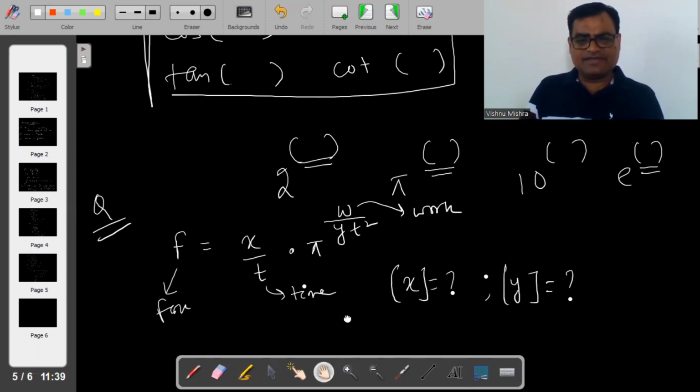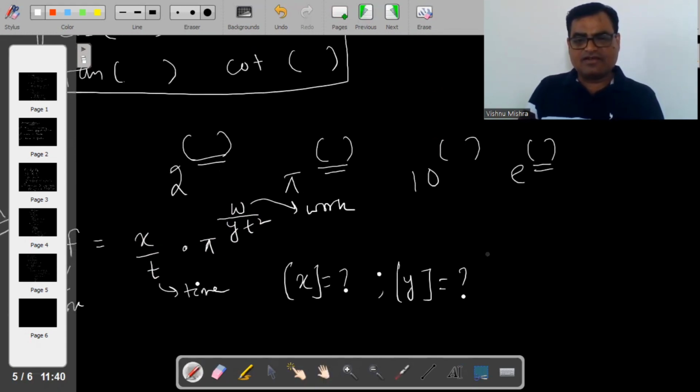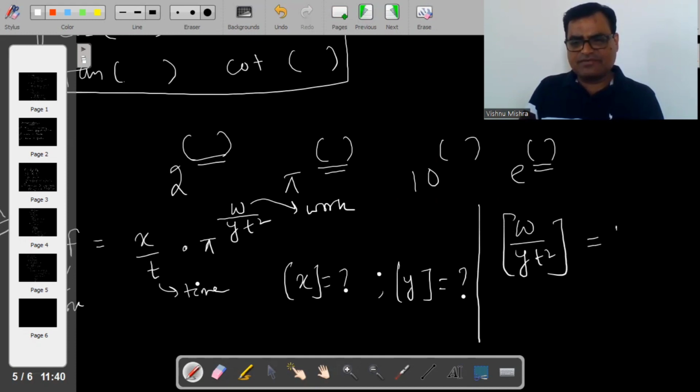How to find out? You see, the constant power is always dimensionless. ये dimensionless है तो ये पूरा dimensionless हो गया. तो f dimension is same as x by t. तो you see this constant power क्या है? देखो w by y t square, that is dimensionless. Dimensionless मतलब 1 है, m0 l0 t0 that is 1 है. है कि नहीं? constant, इसका power dimensionless.